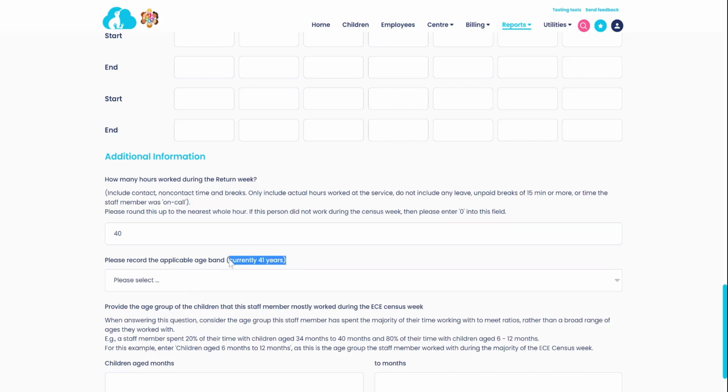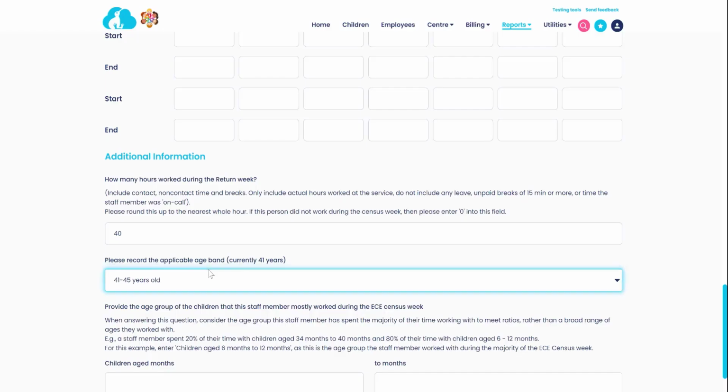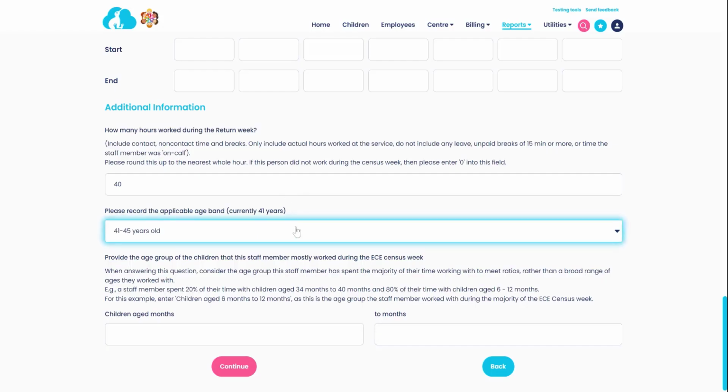Now currently it's letting us know that Matt is 41 years old. So we need to select that band from the drop-down box. This will populate if you've put the birth date for this employee in the employee menu. If you don't have the birth date, you'll just need to select and you'll have to obviously look at your staff folder in order to work out the age.